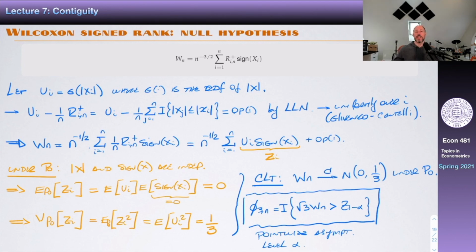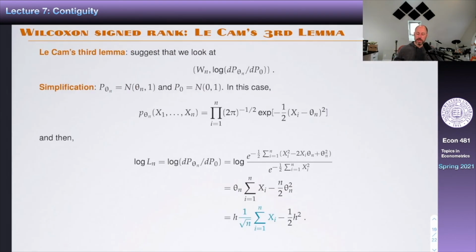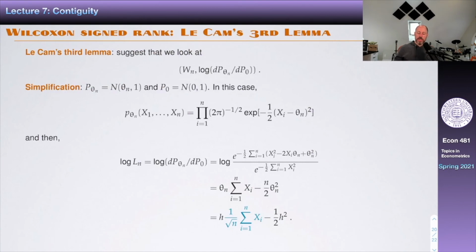But Le Cam's third lemma, as we saw in the statement before, requires two parts. It's the joint behavior of whatever test statistic you care about, in our case just going to be our W here, and the log likelihood ratio. So first, we need to understand the log likelihood ratio, and then we put the two things together. Le Cam's third lemma, I wrote here, suggests we look at the joint behavior of the test statistic and the log likelihood ratio. We're going to do a simplification today.